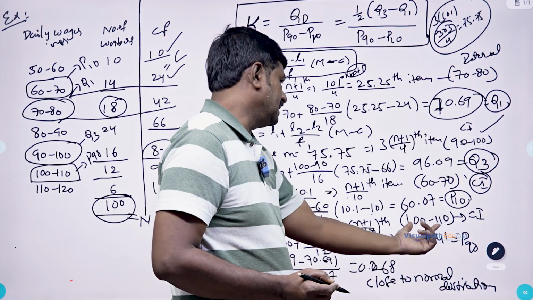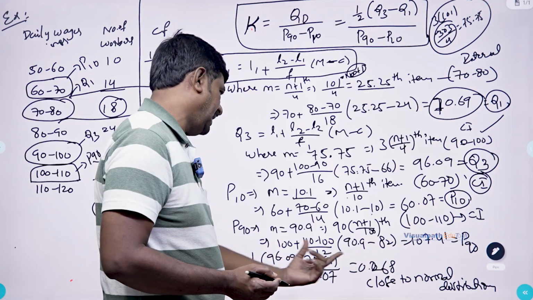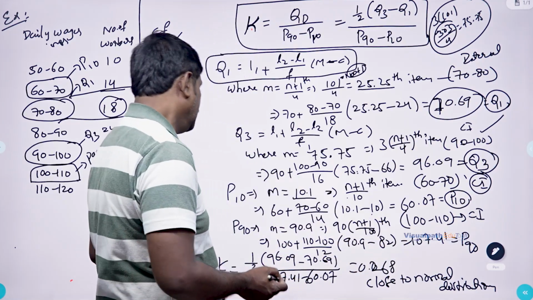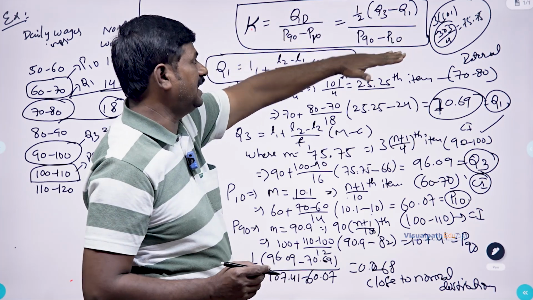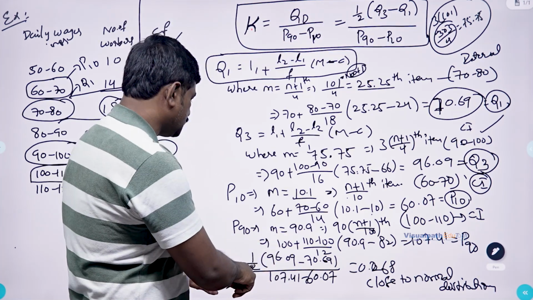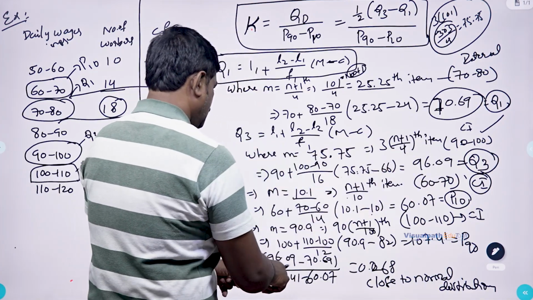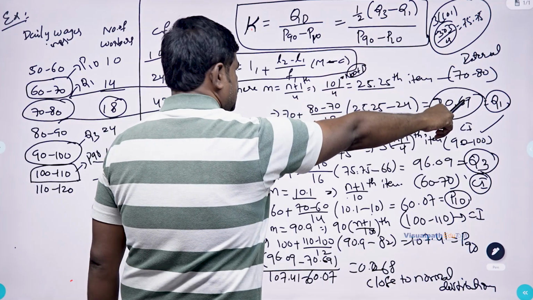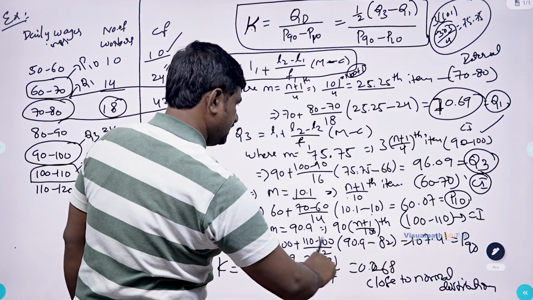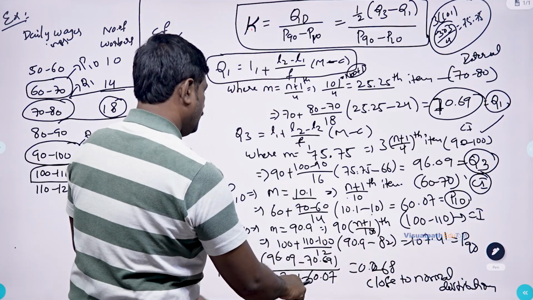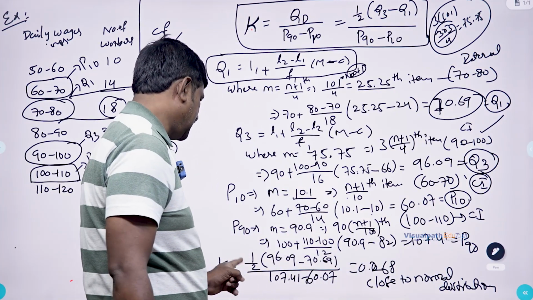So here 100 to 110 is the class interval, and we calculated this P90 value, that is 107.41. Then what is the formula for kurtosis? Kurtosis K is equal to 1 by 2 into (Q3 minus Q1) by (P90 minus P10). So here K is equal to half into Q3, which is 96.079, minus Q1, which we got as 70.69, by P90, which is 107.41, minus P10, which is 60.07.